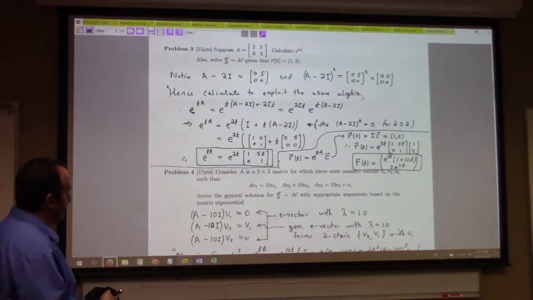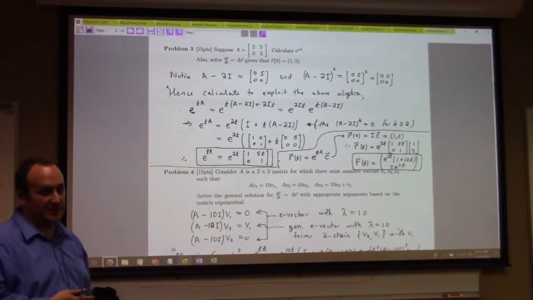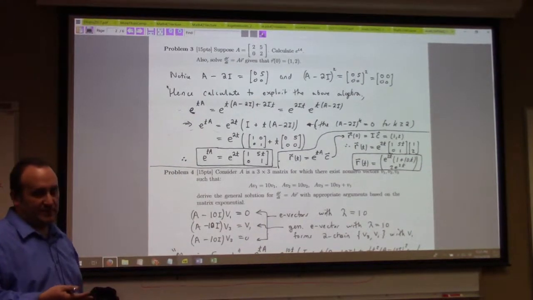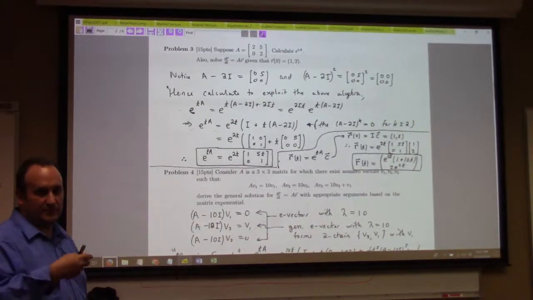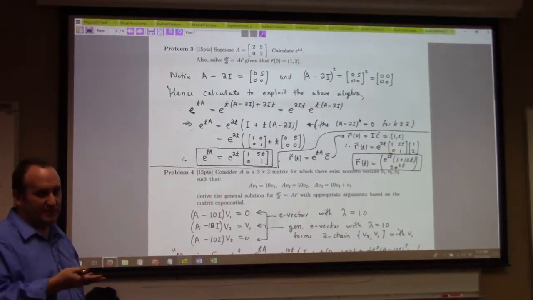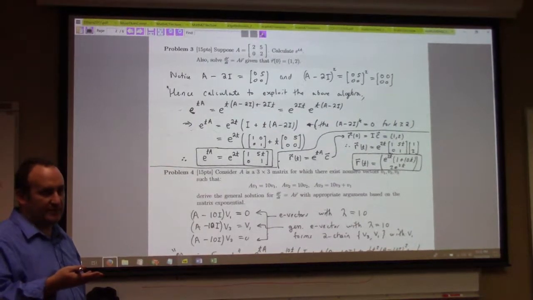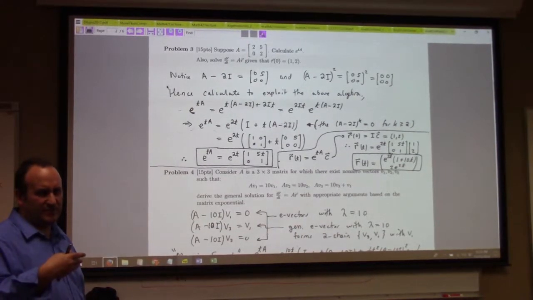The other way to calculate the matrix exponential is just brute force calculation. That really is only tenable if you can find the power of the matrix to an arbitrary order in some kind of nice way, like we could for I and J in that homework problem, right? Like I think we had J squared was minus I.